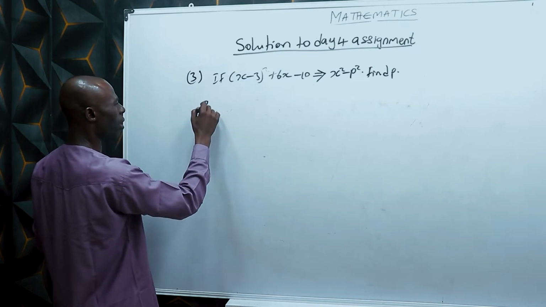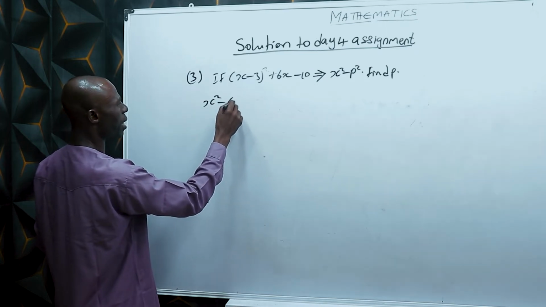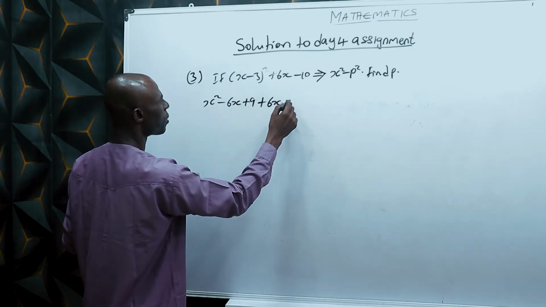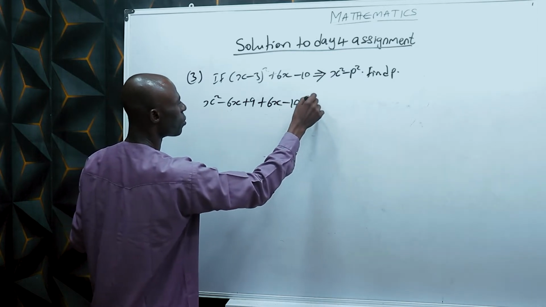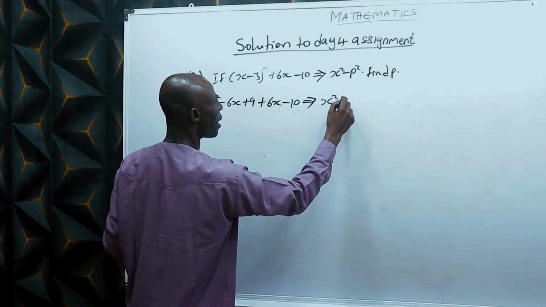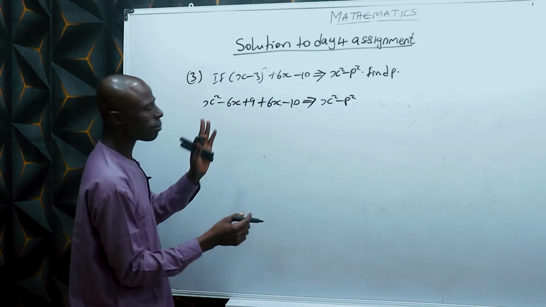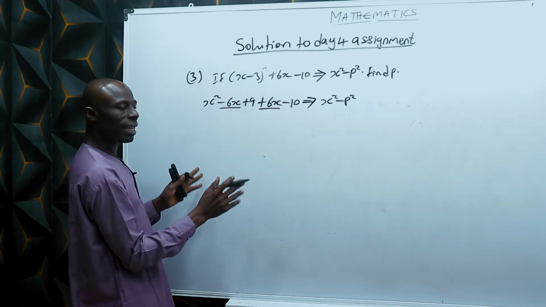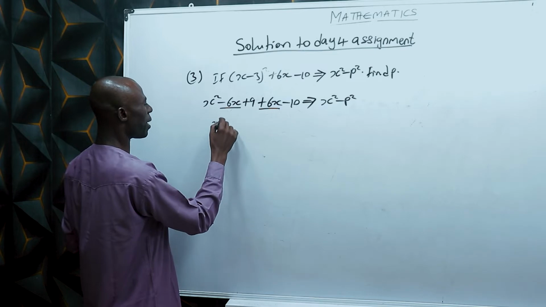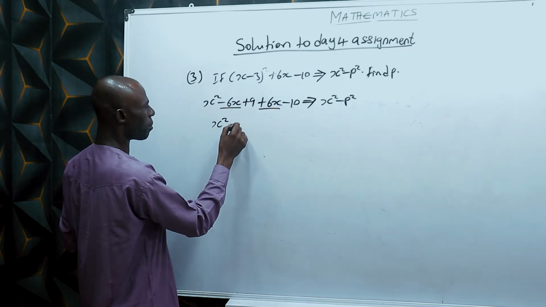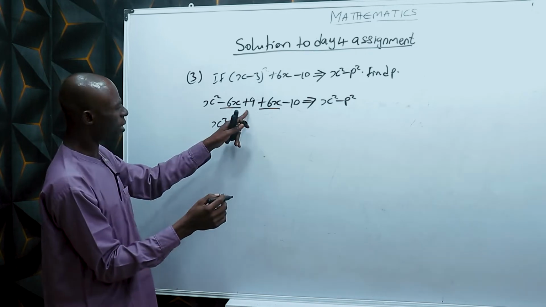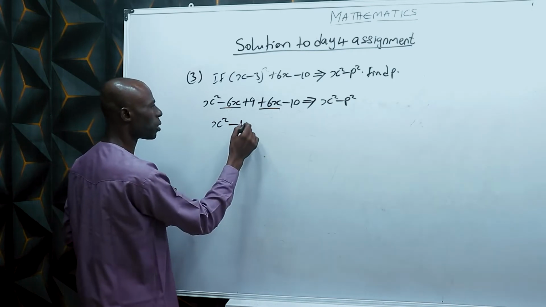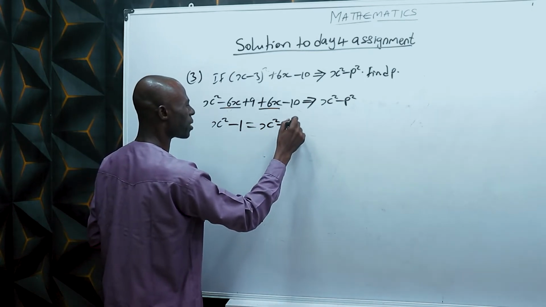Try to expand this to have x squared minus 6x plus 9 plus 6x minus 10, which implies x squared minus p squared as given. Negative 6x and positive 6x negate each other. So we have x squared minus 1. How? Positive 9 minus 10 gives negative 1. So this is equal to x squared minus p squared.